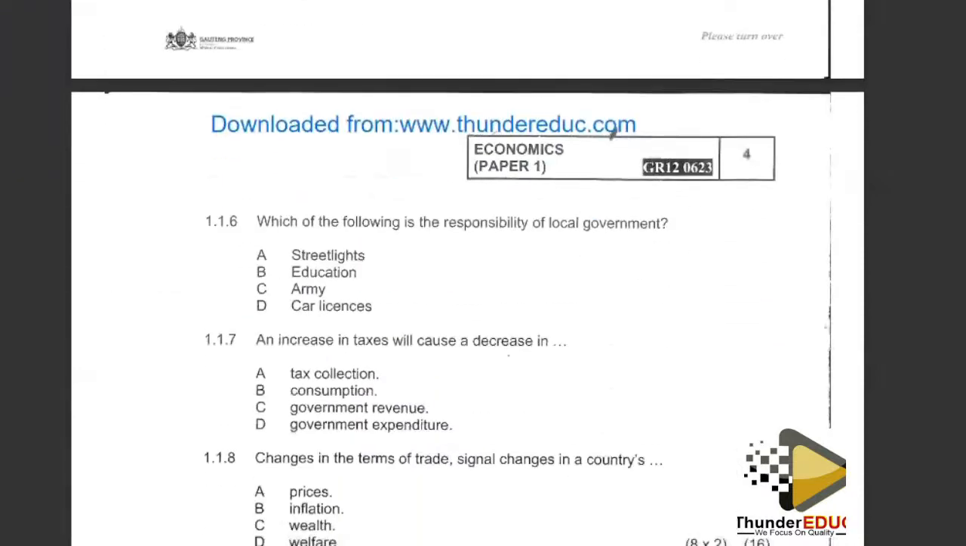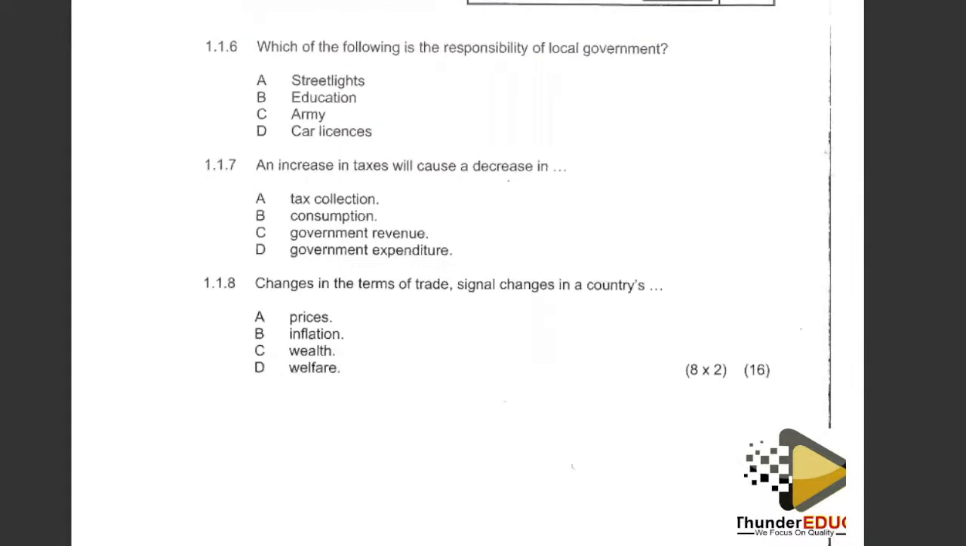And this next question we have is 1.1.6. So now 1.1.6 reads as follows. Which of the following is the responsibility of the local government? So now, local government. What do we mean by local government? And why do we actually have local government? It means if you have local government, we still have other types of government. And what do we mean by the word government? When you talk of the government, we normally refer to bodies that provide the economy with public goods. Remember, public goods, in most cases, don't have a price. They are free goods in most cases, unlike economic goods, which normally have a price on them.